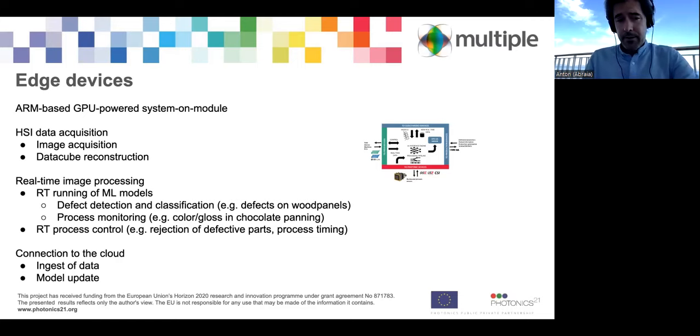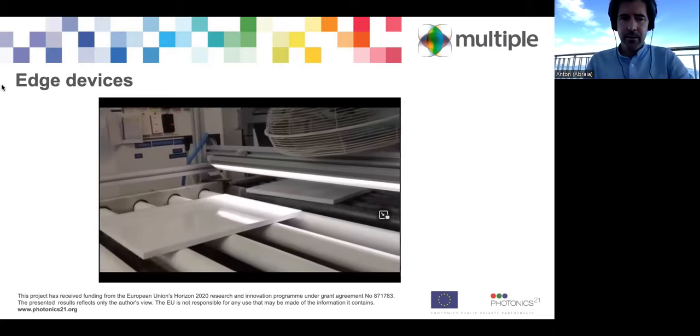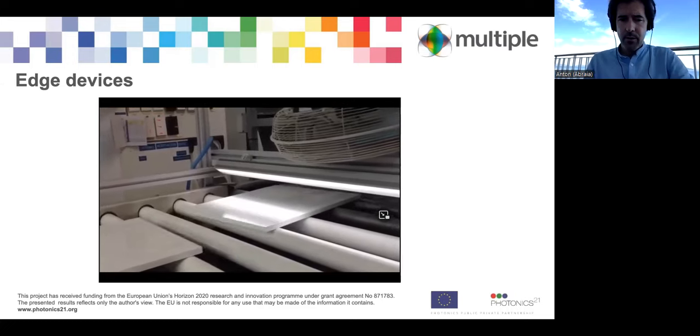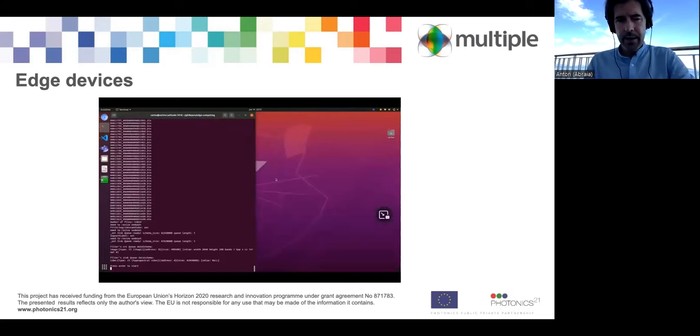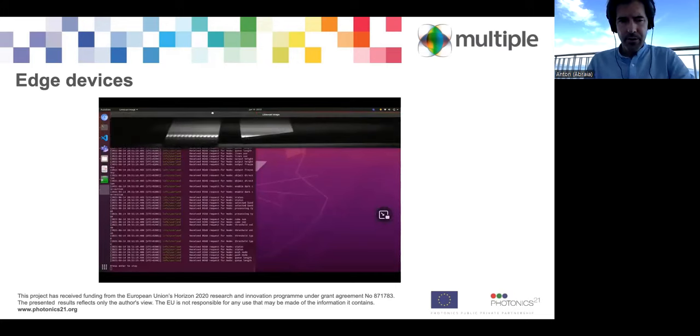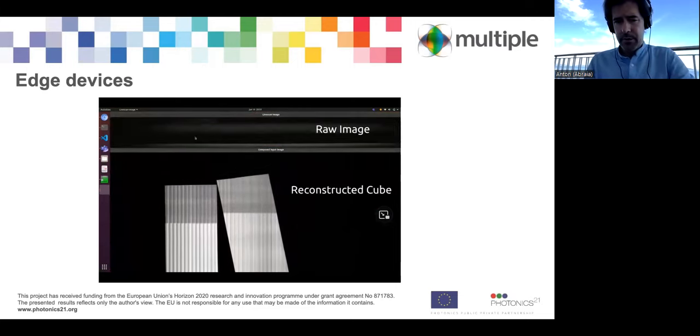Finally, the devices are capable of connecting to the cloud for the ingest of data, but also for the update of the machine learning models that they are running. Here we can see an example of an edge device working in a boot working production line. We see the boot panels going through the line, and here we are starting the edge device that acquires the image and also reconstructs the hyperspectral data cubes.